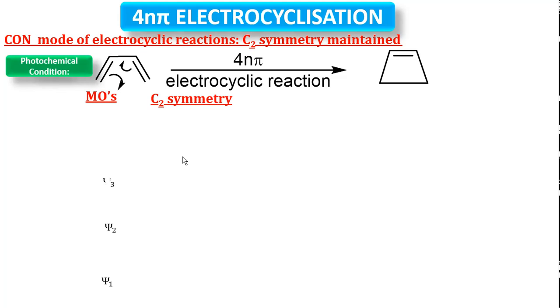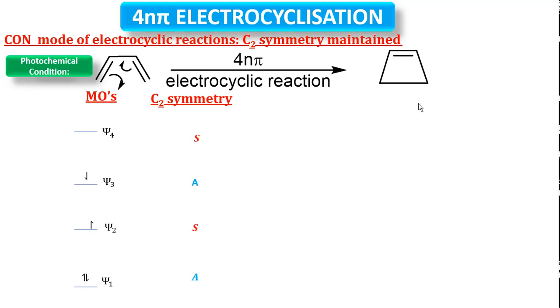Here we have psi1, psi2, psi3, psi4. The electronic configuration is: psi1 has 2 electrons, psi2 has 1 electron, and the other electron is promoted to the psi3 level. So these are the molecular orbitals of 1,3-butadiene under photochemical condition. Now let's see C2 symmetry. Psi2 and psi4 are symmetric, psi1 and psi3 are asymmetric.